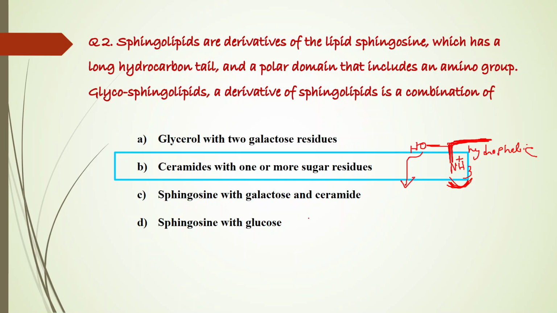So how is it coming? We have this as our sphingosine. What will we do next? We can attach a fatty acid here. After you attach a fatty acid, we will call them ceramides. This you need to remember. Whenever you block the NH2 side or NH3 plus side of sphingosine with a fatty acid, we will call them ceramides.